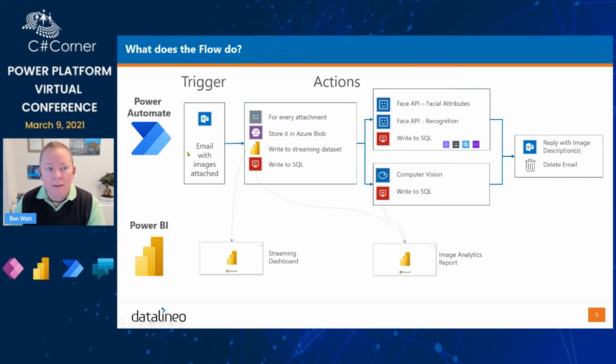So that's the process. Gets the email, does a lot of processing of the attachments and stores all the data. We're going to have a look at it in Power BI, and then we're going to wander through the actual flow and see how that works. So the first thing we're going to do is open up Microsoft Flow.